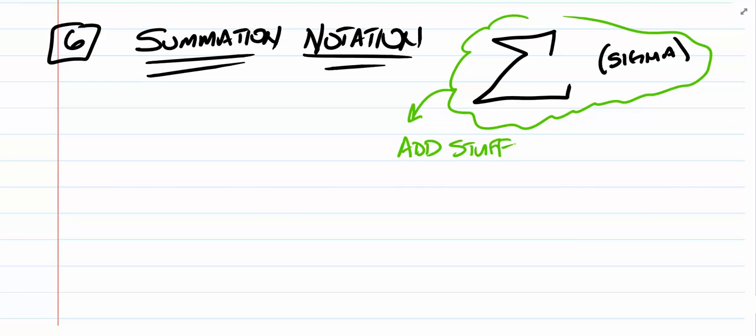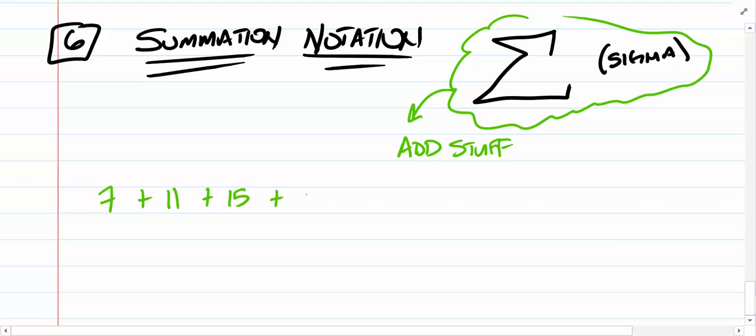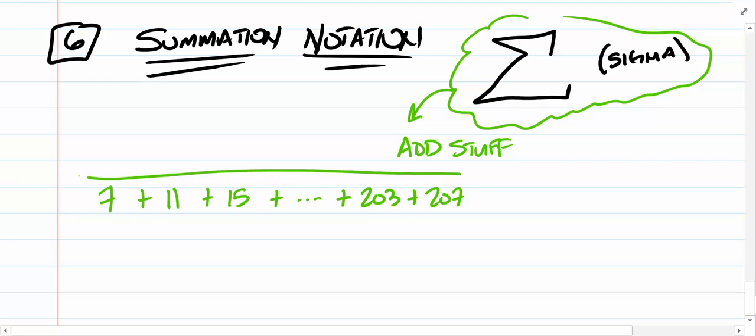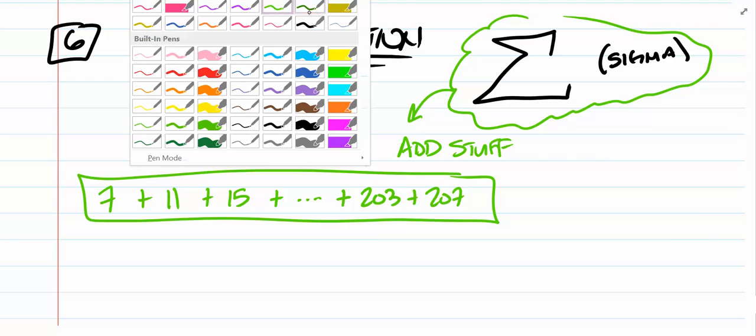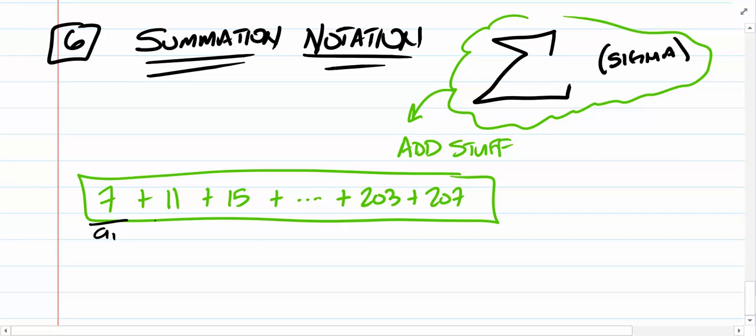Let me offer you this example here. If I gave you 7 plus 11 plus 15 plus ... plus 203 plus 207, and I wanted to find a better way of representing that sum, here's what we already know. This is the first term, this is the second term, this is the third term. What term would this last one be? A sub n. Can we figure it out? Yeah, we can figure it out.